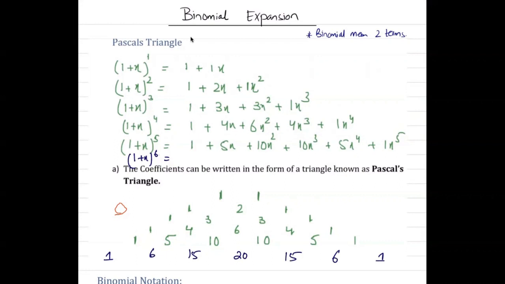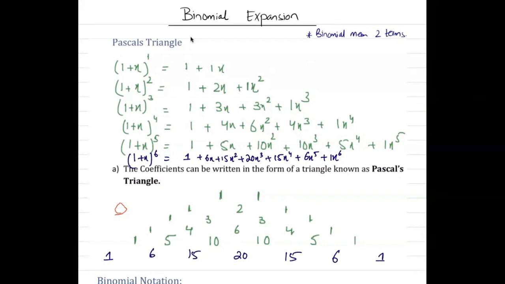So if I want to write down the expansion, I'm going to write 1, the constant term, plus 6x plus 15x squared plus 20x cubed plus 15x to the power of 4 plus 6x to the power of 5 plus 1x to the power of 6. That's going to be the expansion. So I did not need to do the multiplication again and again. I can use Pascal's triangle to predict the coefficients.